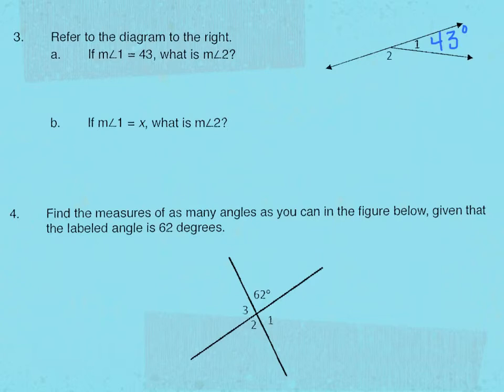You do 180 minus 43. And how did you know 180? Because it's a straight line. Okay, so the two angles together make a straight line, right? So that's how I know it's 180 degrees. I would do 180 minus 43, which I think is 137. And that means angle 2 would be 137 degrees.